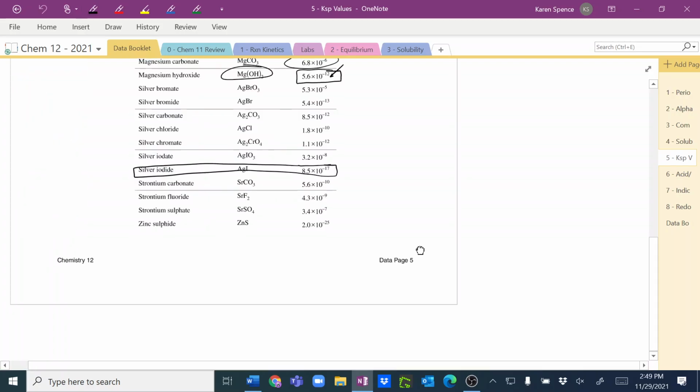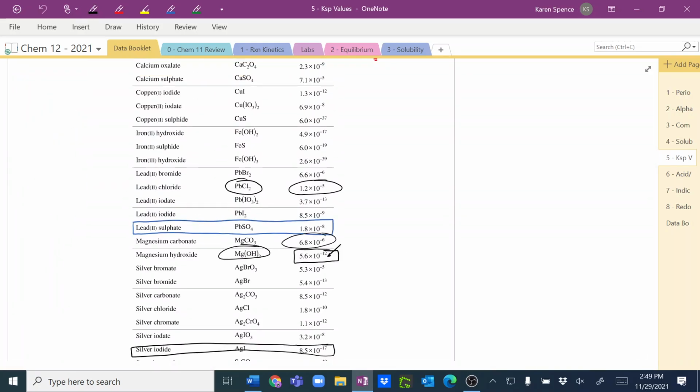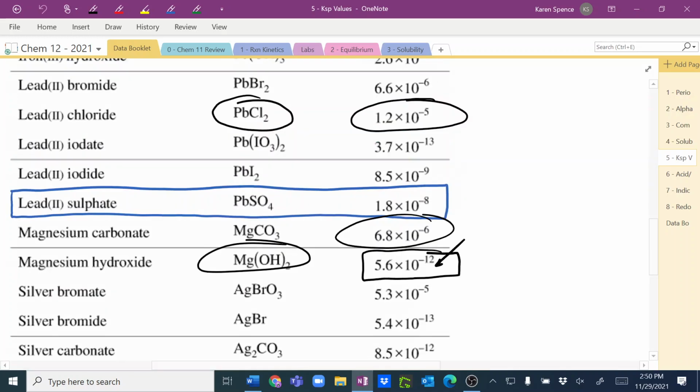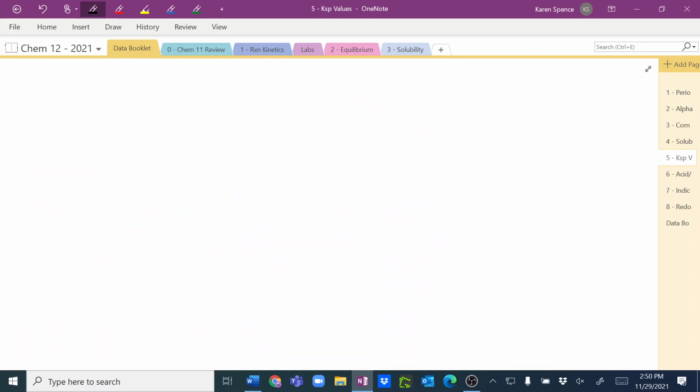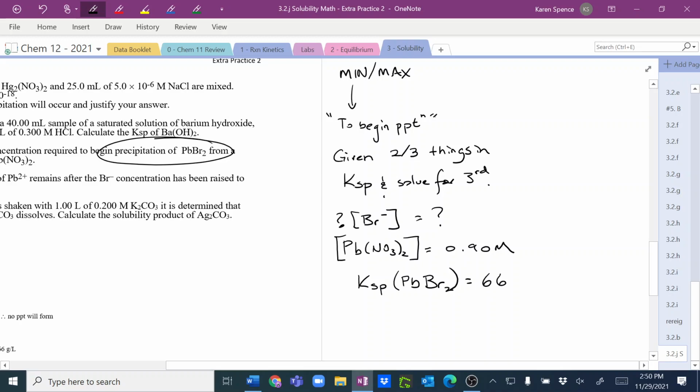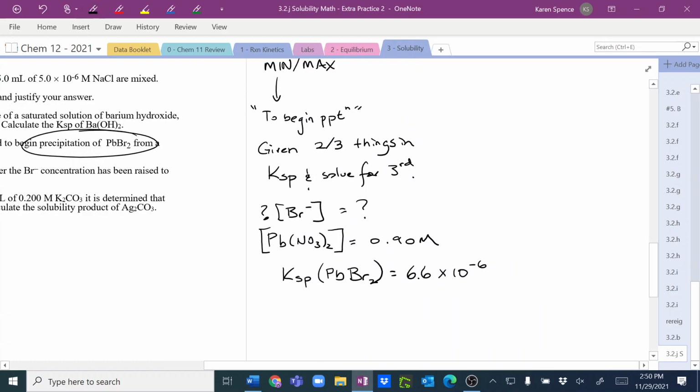Lead bromide. Is this the good one? Lead bromide, come on. Yes, it is. It's the satanic Ksp. Look at that: 6.66 times 10 to the negative 6. The Ksp of the beast. Sorry. 6.6 times 10 to the negative 6. And that's our Ksp.